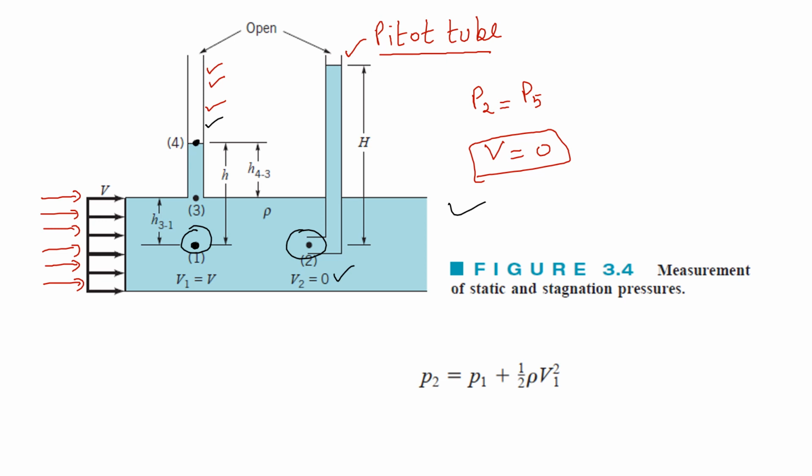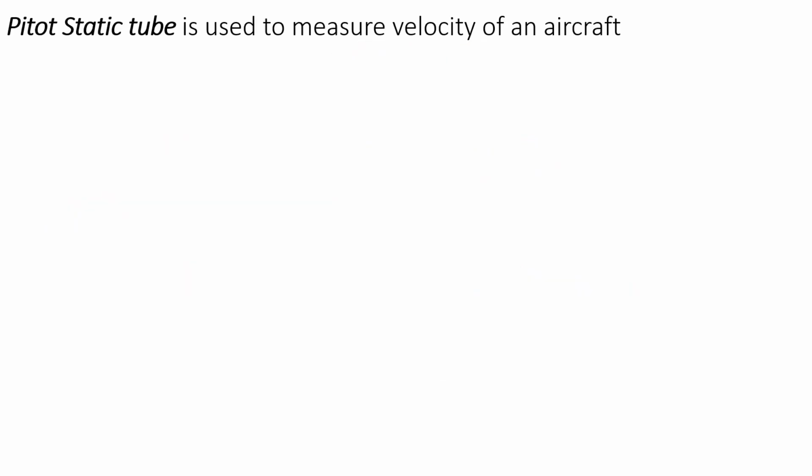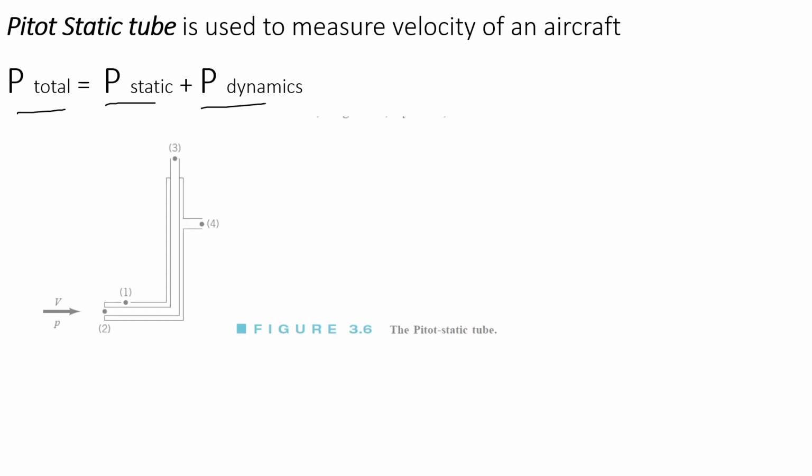So now moving on to the next slide, where we are going to see the application of this formula in a pitot-static tube. So what is a pitot-static tube used for? It is used to measure the velocity of an aircraft, and it uses the same formula in which the total pressure is equal to the static pressure plus dynamic pressure. We have already derived how the total pressure becomes equal to the static pressure plus the dynamic pressure. What we are going to see is a pitot-static tube.